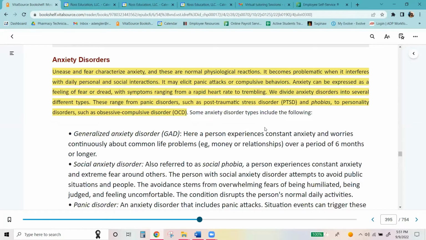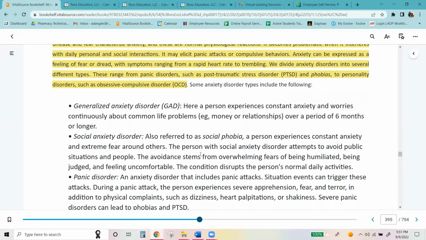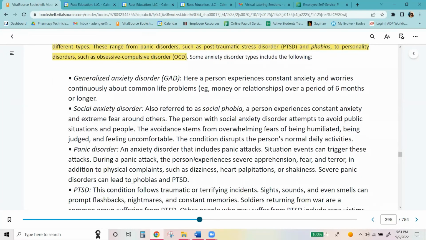Some anxiety disorder types include the following: generalized anxiety disorder. Here, a person experiences constant anxiety and worries continuously about common life problems over a period of 6 months or longer. Social anxiety disorder, also referred to as social phobia. A person experiences constant anxiety and extreme fear around others. They attempt to avoid public situations and people. This avoidance stems from overwhelming fears of being humiliated, being judged, or feeling uncomfortable. This condition disrupts the person's normal daily activities.